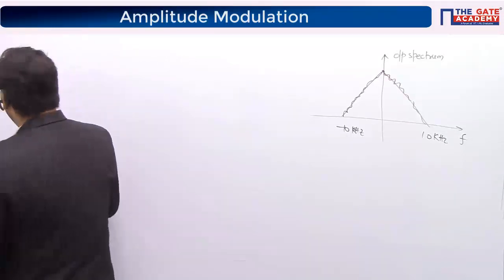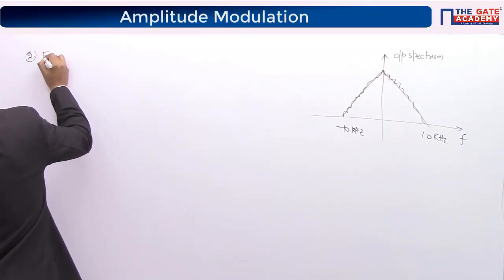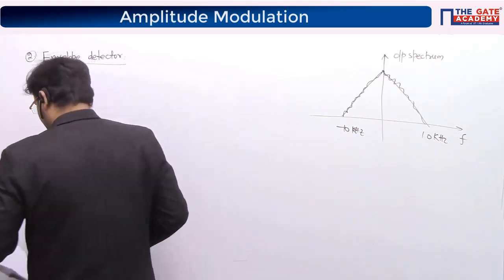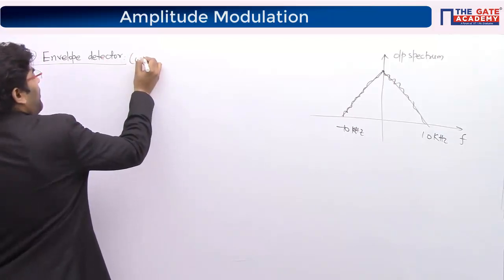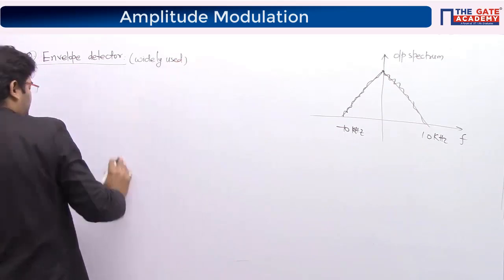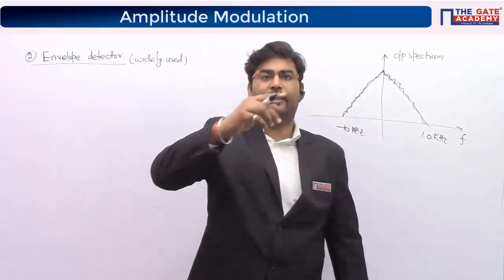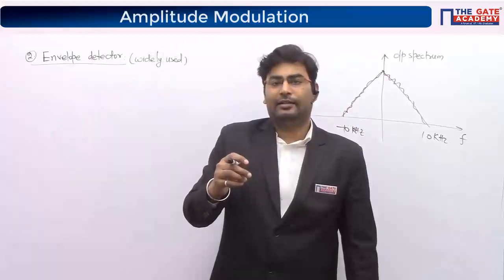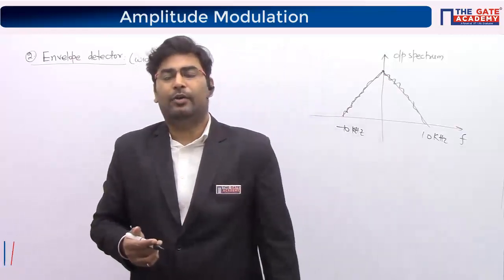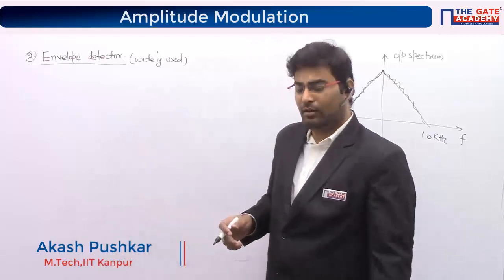Now guys, second technique: envelope detector, ED. It is a widely used technique. So guys, you know that in an AM signal, I showed you where we were trying to find that equation, mu equals V max minus V min upon V max plus V min. So there I showed you how the envelope of any AM signal will look like.